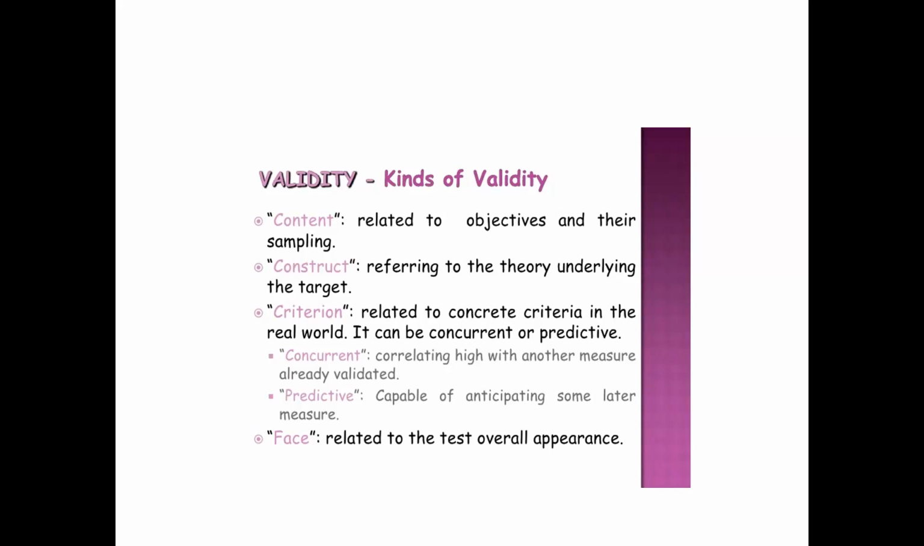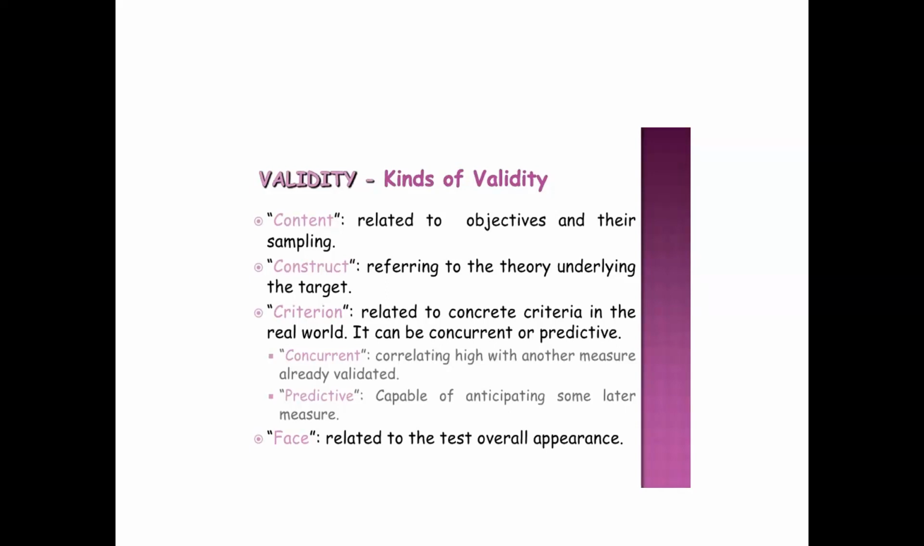Construct validity means referring to the theory underlying the target. Now, for example, as teachers, we know that there are so many theories related to, let's say, intelligence. Different people have spoken about intelligence in different manners, right? For example, the psychologist Howard Gardner speaks about multiple intelligence theory, right? So if you are following the Howard Gardner theory, the intelligence test should cover those 8 or 9 areas of the multiple intelligences.